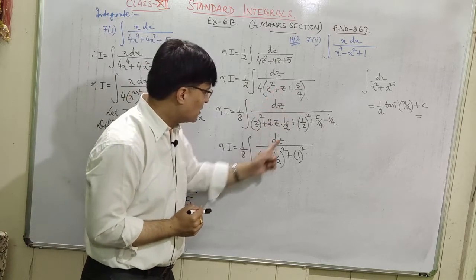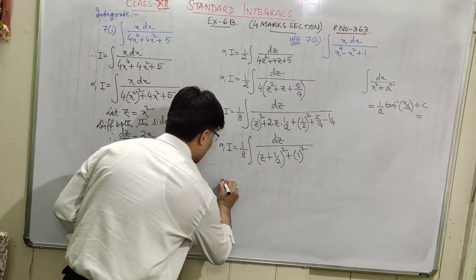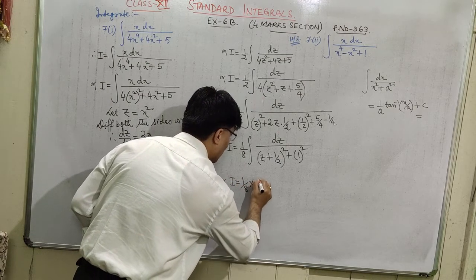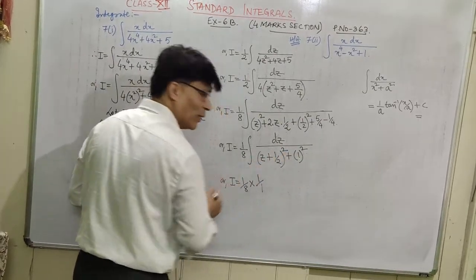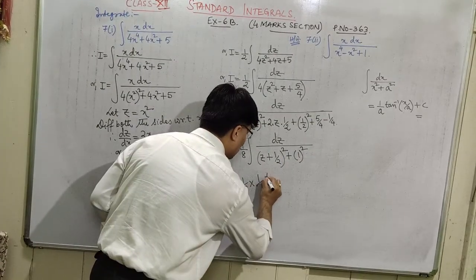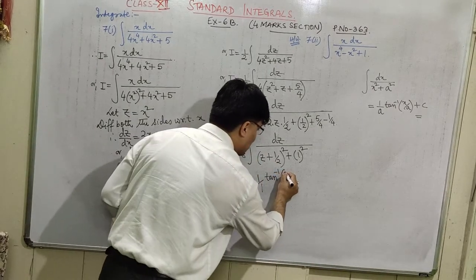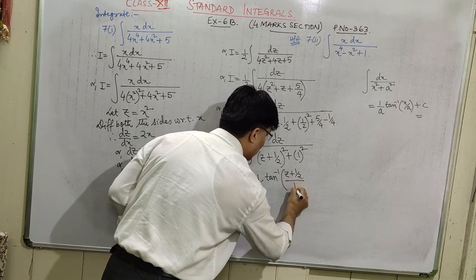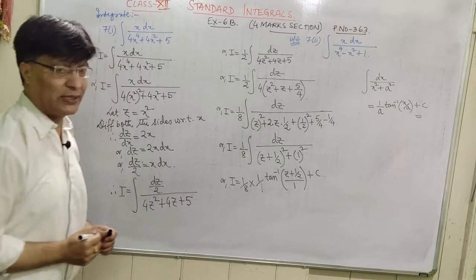So instead of x here, this is z plus half and a is 1. You have to write down this constant 1 upon 8 into 1 upon a, 1 upon 1. Here a is 1. Then you have to write tan inverse within bracket x by a. What is x by a? That is x is z plus half divided by 1. Then what do we write? Plus c. Is that clear?